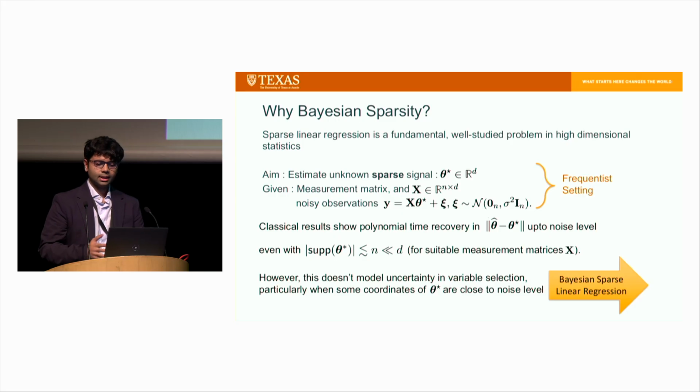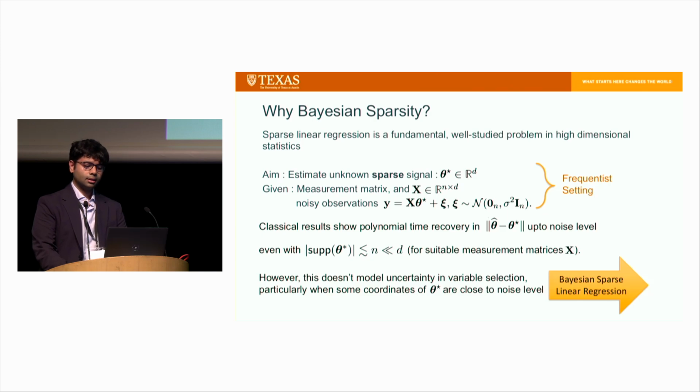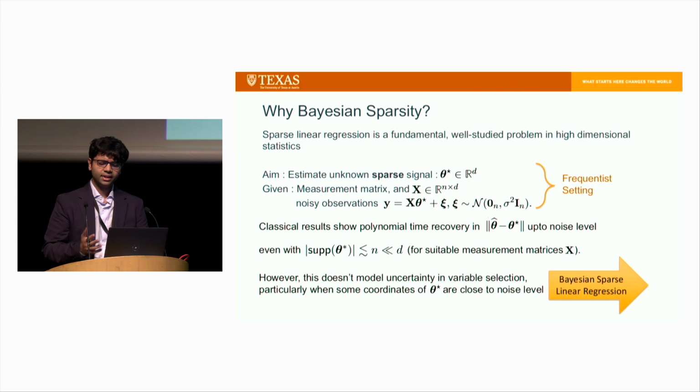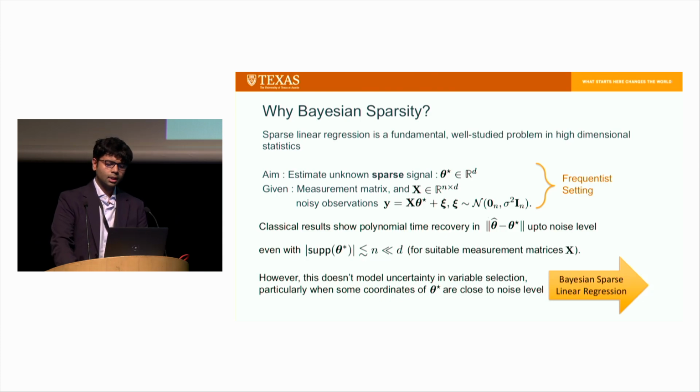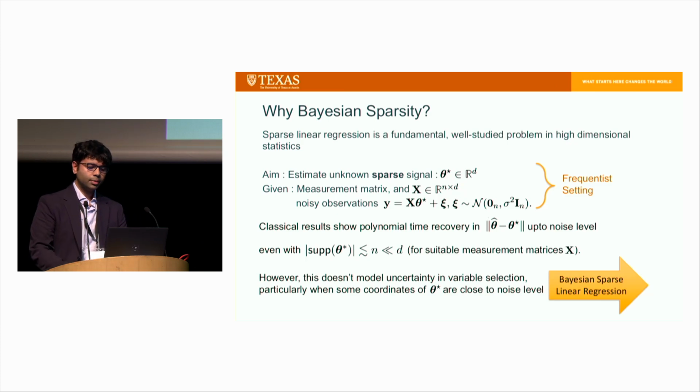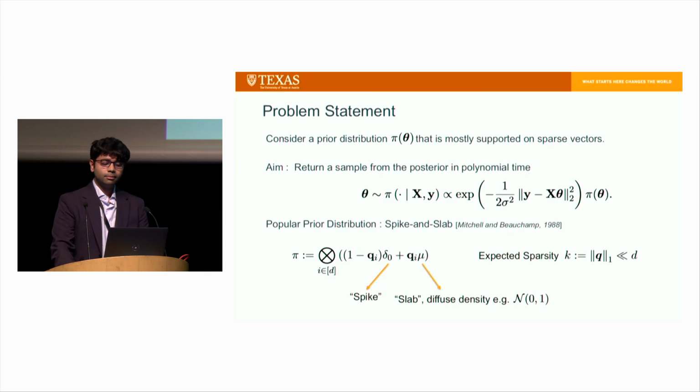In the frequentist setting, classical results show that polytime recovery is possible for this theta star in an appropriate norm, either the L2 or the L infinity norm, up to the scale of the noise, even when the number of observations is much, much smaller than d, roughly the support size of theta star. However, one problem that remains is that this is not able to model uncertainty in the coordinates. Particularly, some coordinates of theta star can be very close to the noise level, and that's where the Bayesian setting comes in.